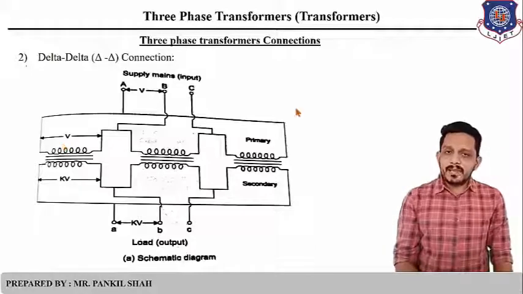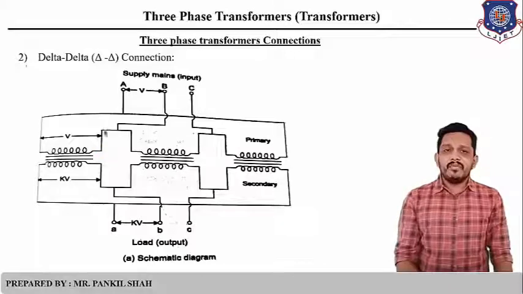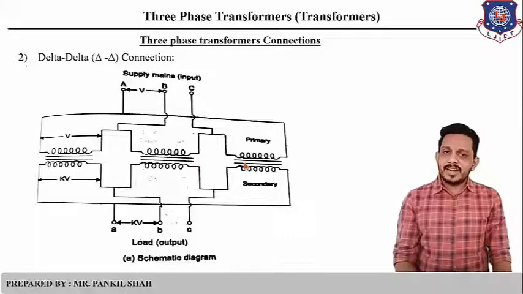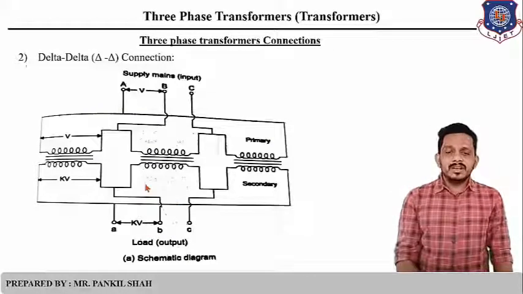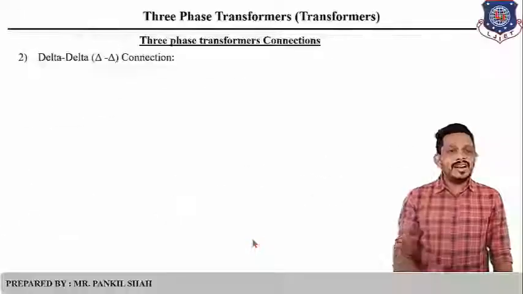Now let's talk about the delta-delta connection. You have to connect the primary winding in delta, and you have to connect the secondary winding also in delta. So the finishing end of the first winding is connected with the starting of the second, the finishing of the second is connected with the starting of the third, and the finishing of the third is connected with the starting of the first. Three terminals are taken out from these three junctions, so it is known as the supply, or the input. Now let's talk about the secondary side: finishing end of first with second, finishing of second with third, and finishing of third with first. These three terminals ABC are known as the load output. So this is the delta-delta connection.